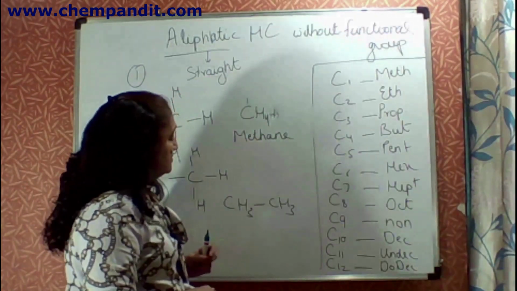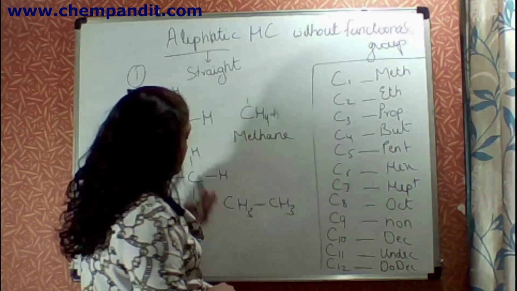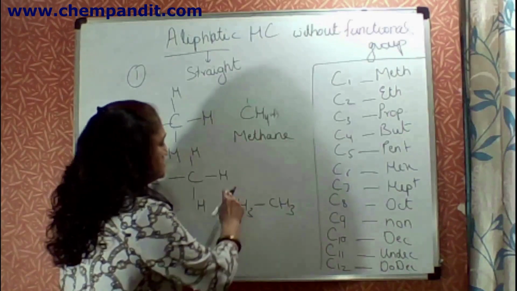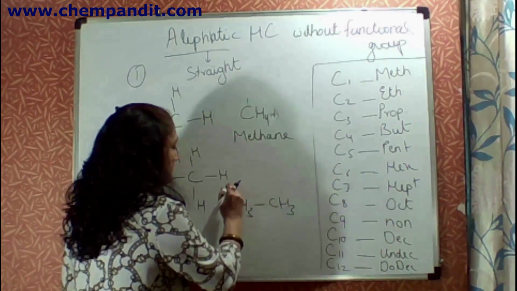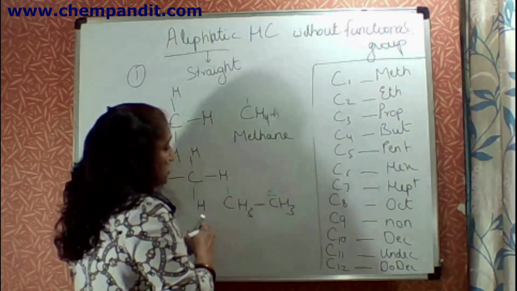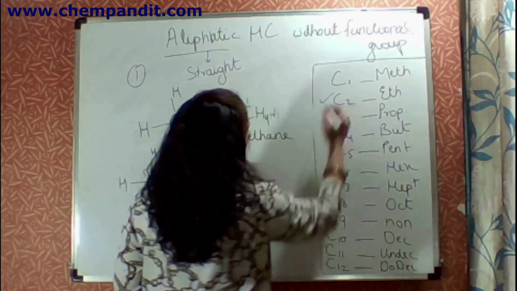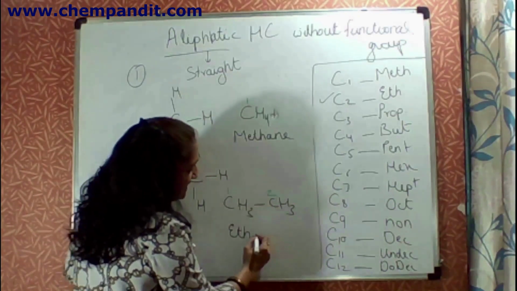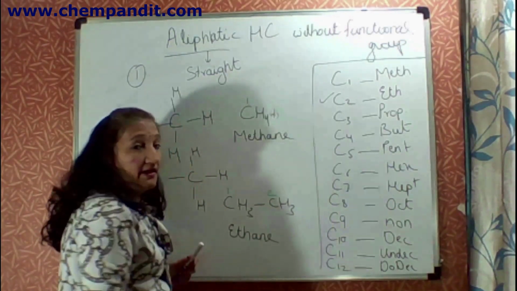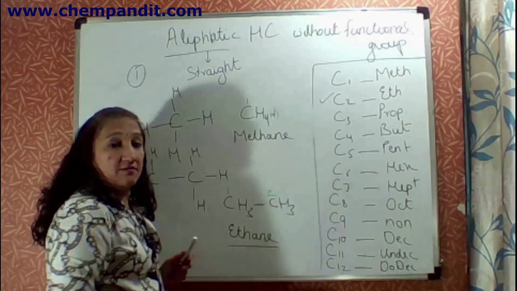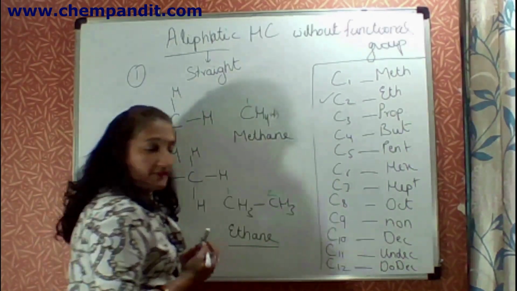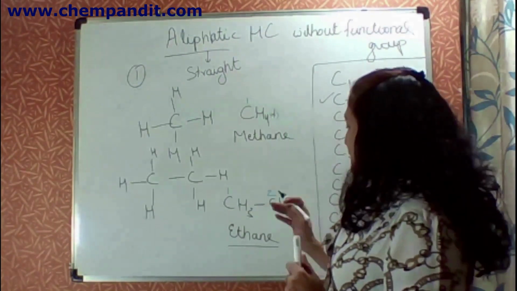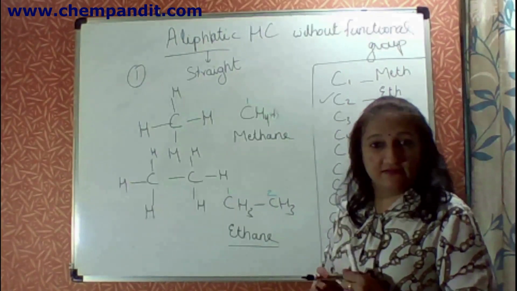Now let's name this compound. How should I name this compound? Firstly, we will find out the longest chain, or the number of carbon atoms. There are 2 carbon atoms, 1 and 2, right? So the root word will be eth, and a single bond is there between the 2 carbon atoms, so the suffix will be ane. So the name of this compound comes out to be ethane. Is this clear to everyone? The name comes out to be ethane.